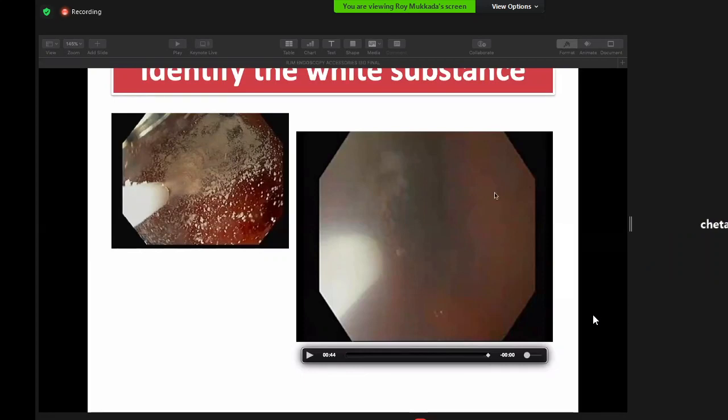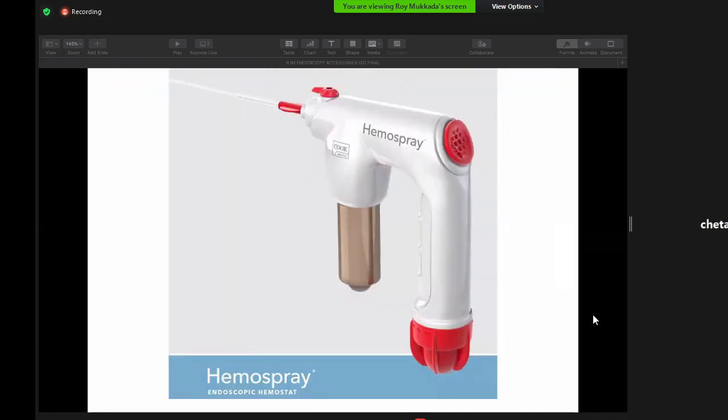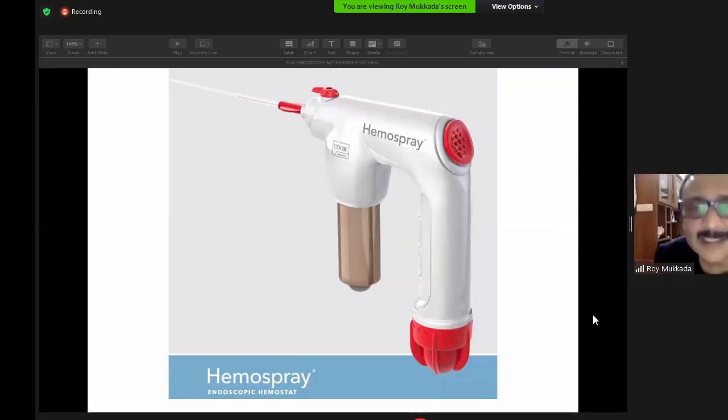Okay, Chetana, continue. So it's a hemospray powder, which is made up of fibrin. It is used for diffuse bleeding lesions, such as malignant bleed. There are a lot of indications for this hemospray. If you take the list, there's an umpteen number of indications.